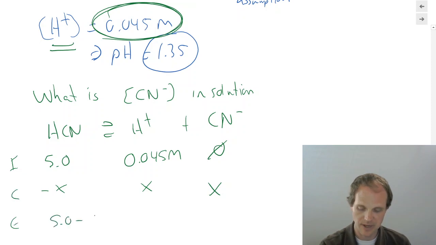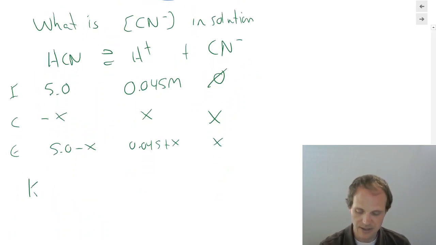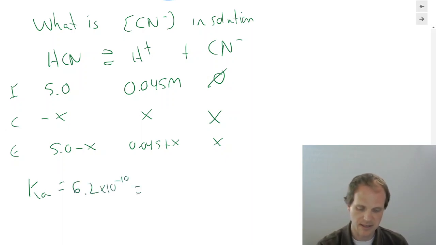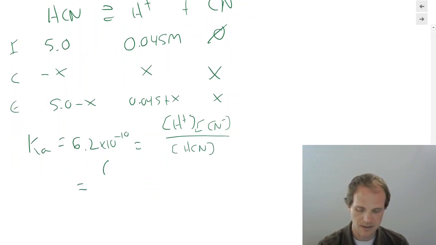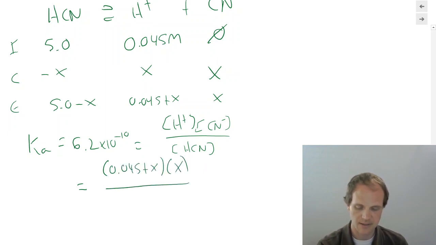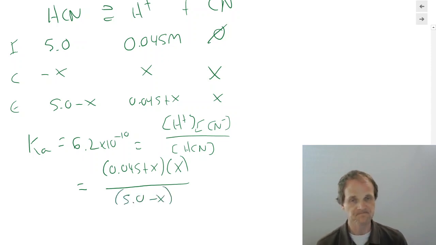We get 5.0 minus x, 0.045 plus x, and x. And now we get our Ka, which is 6.2 times 10 to the minus 10. That's going to be H plus times CN minus over HCN. And that's going to be 0.045 plus x, times x, over 5.0 minus x. Now, we can solve that exactly. It's a square. We could do the quadratic formula.